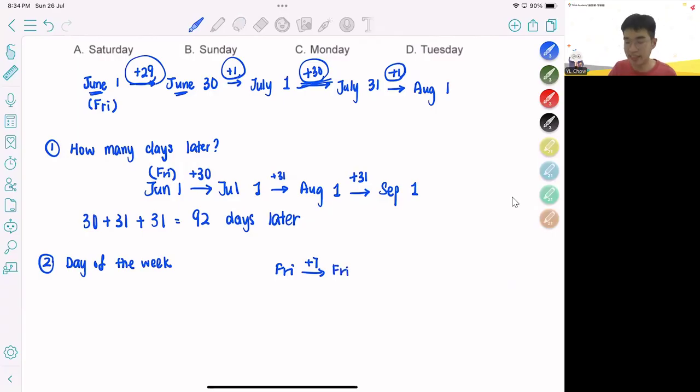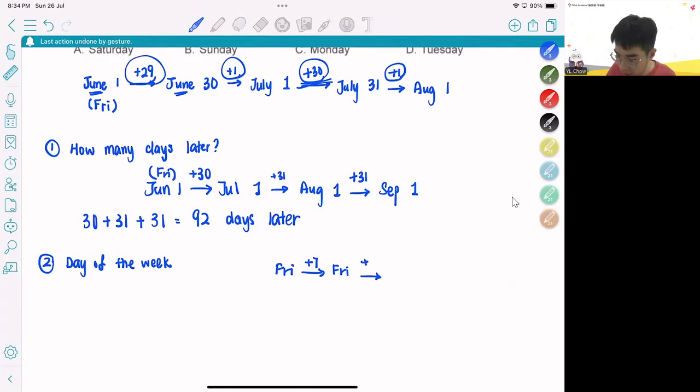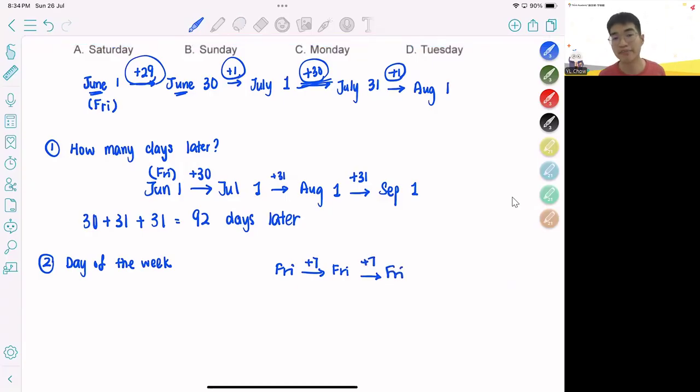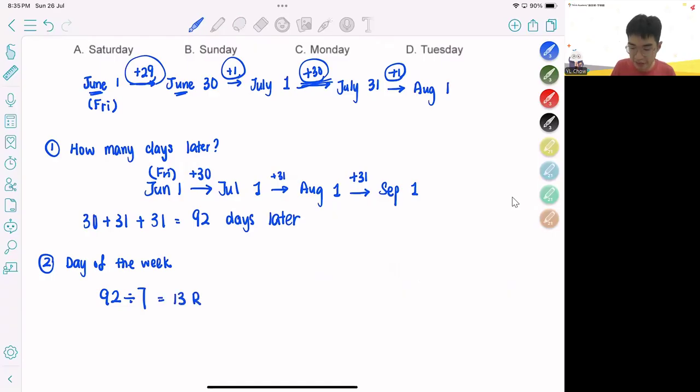Friday, 7 days later is a Friday. Friday, another 7 days later will be another Friday. Every 7 days later, I go back to the same day of the week. So, since it's sort of like a cyclic problem, instead of considering all the 92 days later, let's just find out how many full weeks and how many extra days later there are. So you just need to do 92 divided by 7, which will give you 13 remainder 1.